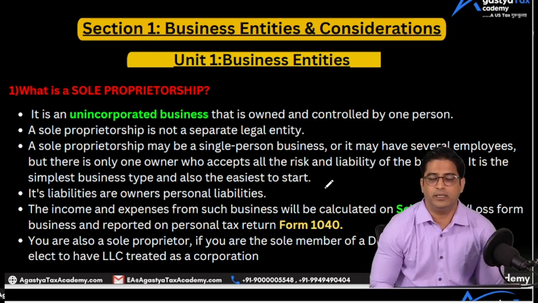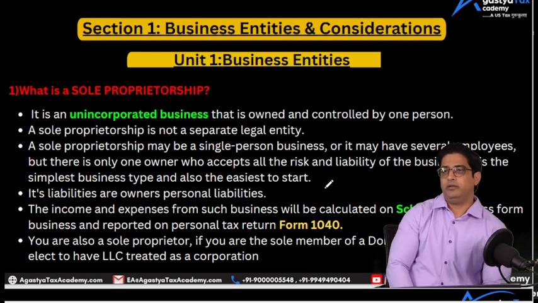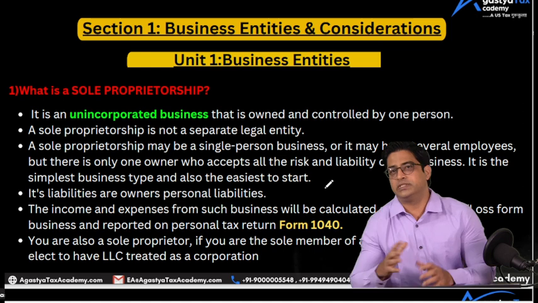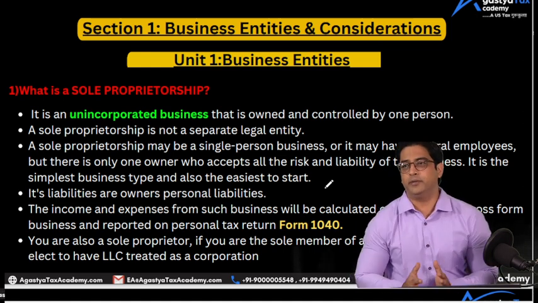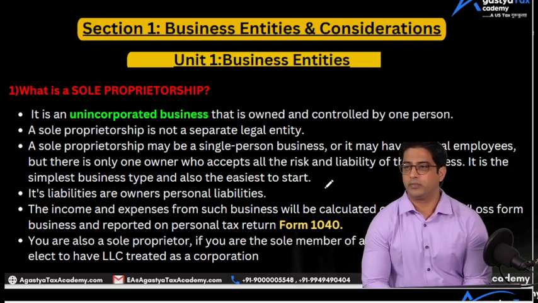So where do we calculate the income and expenses? We'll be calculating the income and expenses on Schedule C. And in form 1040, we calculate all this in Schedule C and then report it on the personal tax return. So usually business entities have separate forms, right? Like for corporations, it's form 1120. C corporation, we file form 1120. For S corporation, S corporation is an election, right? So S corporation we file form 1120S. For partnership, we will file form 1065.